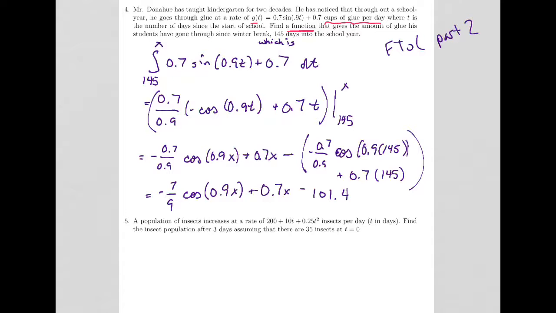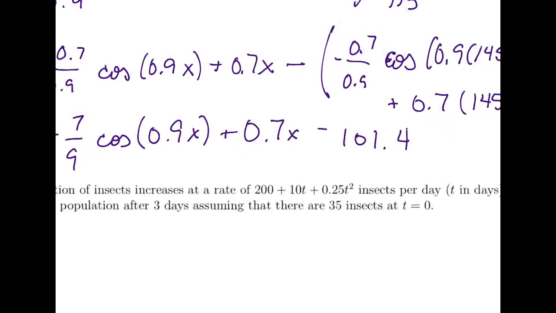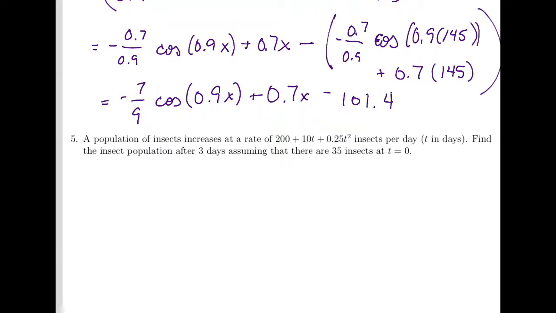For next time, I want this to be your you-do problem. A population of insects increases at a rate of 200 plus 10t plus 0.25t squared insects per day, t in days. Find the insect population after 3 days, assuming that there are 35 insects at t equals 0. And then, today's Monday, I'm going to do Fridays' you-do.